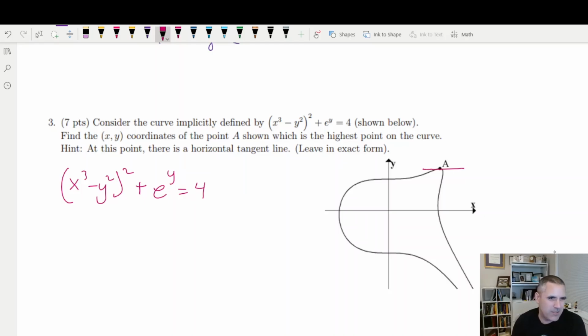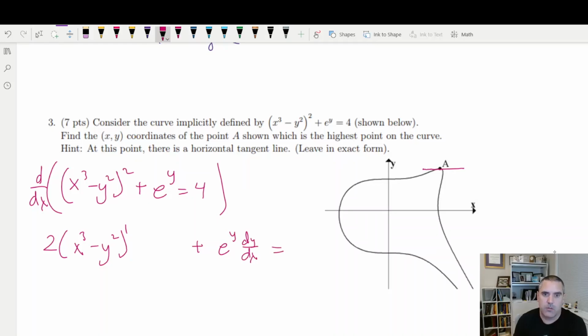So I really would like to take the derivative with respect to x. And these are the sort of situations where implicit differentiation works so well. I mean, there's really nothing else to be done. So there's the derivative of the square. Eventually I'll do e to the y dy/dx equals 0. So I'm just taking the derivative of each of the terms.